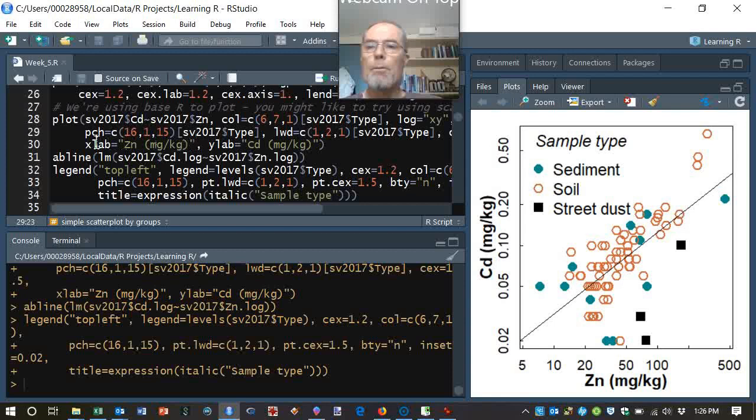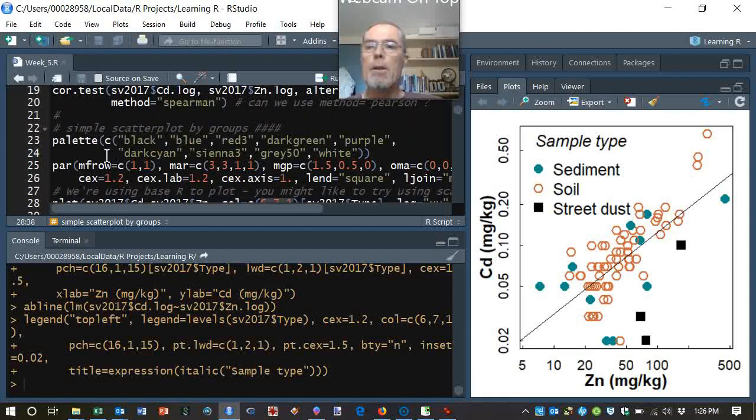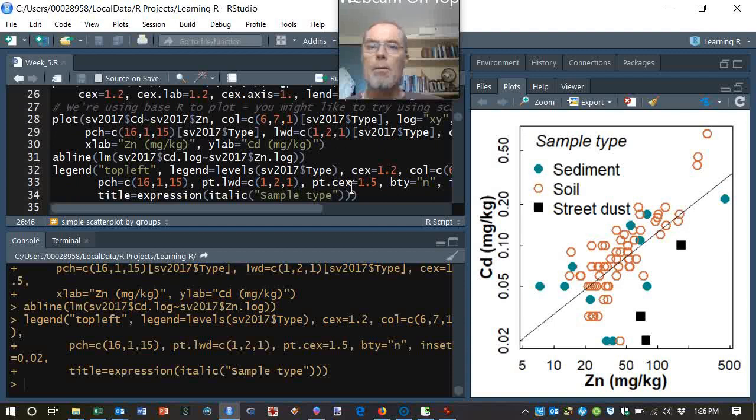Remember that if we want to have a range of plot characters, we need to match the number of characters to the number of levels in a factor, so that we'll sort by the factor levels. In this case, we've got sample type, which we can see over in the graph here as sediment, soil, or street dust, so a 3-level factor. So we've got 3 different plot characters, 3 line widths, and 3 different colors. Remembering that we set up the colors in our color palette here, because at least I don't like the default colors.